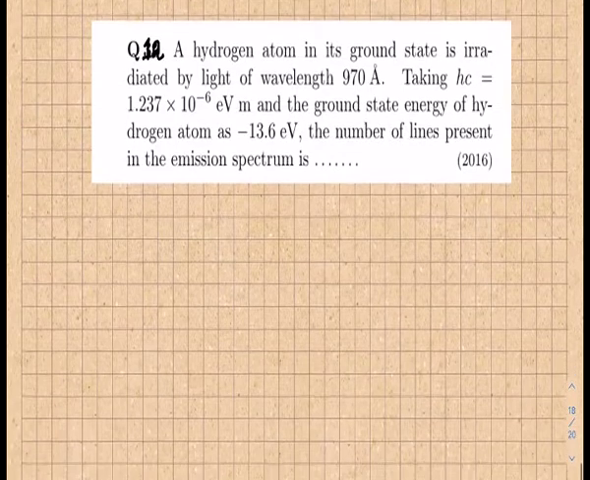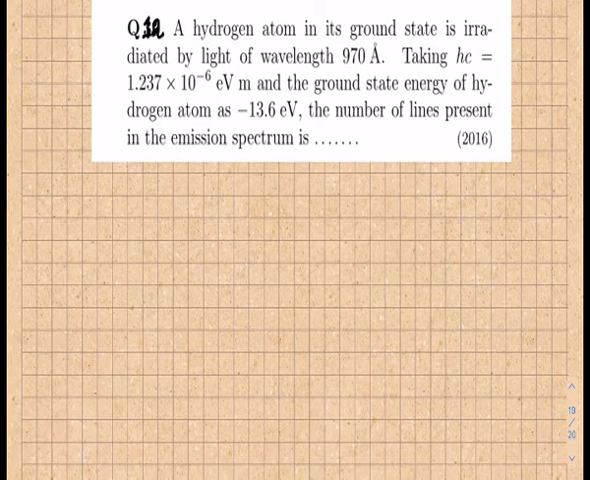Let me solve this last problem for this class. A hydrogen atom in its ground state is irradiated by light of wavelength 970 angstrom, taking hc is equal to 1.237 into 10 to the power minus 6 electron volt meter, and the ground state energy of hydrogen atom is 13.6 electron volt. The number of lines present in the emission spectrum.